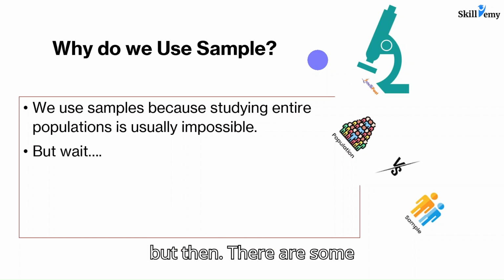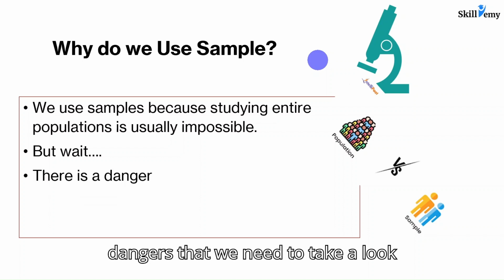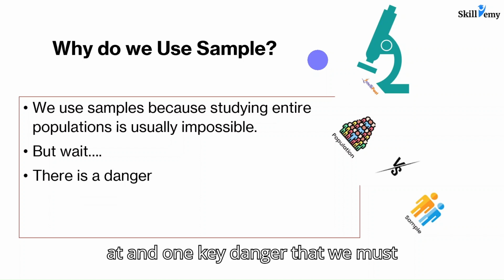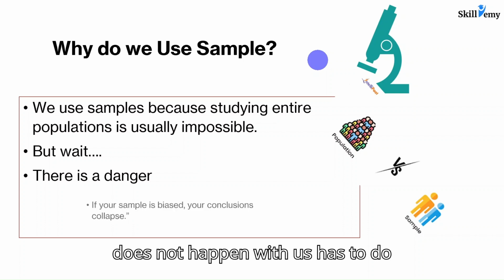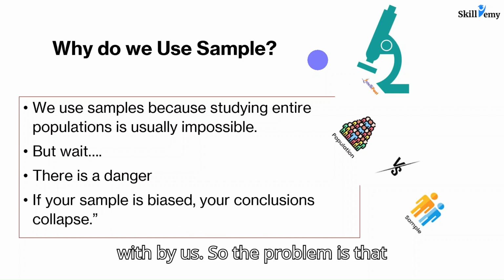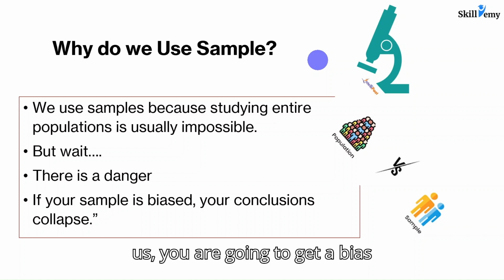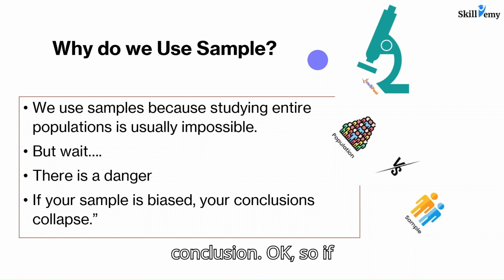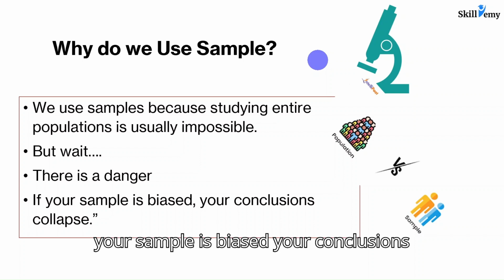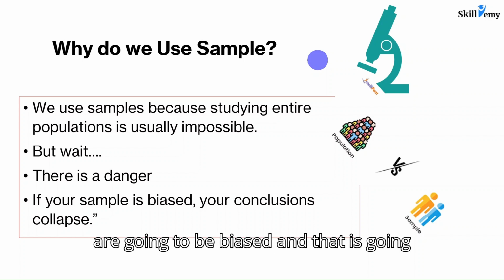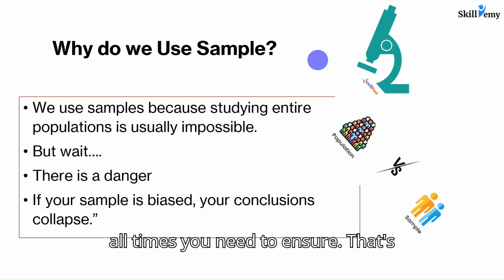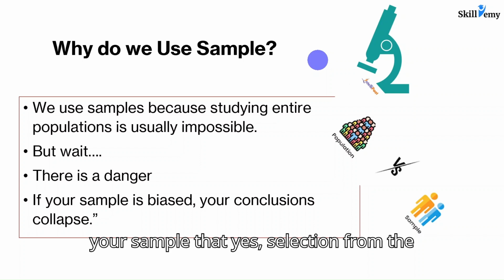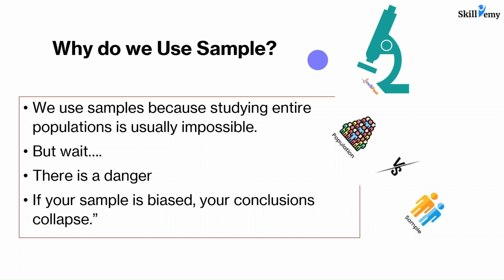But then there are some dangers that we need to take a look at. And one key danger that we must be sure of and be certain that it does not happen with us has to do with bias. So the problem is that when you pick a sample that is biased, you are going to get a biased conclusion. Okay, so if your sample is biased, your conclusions are going to be biased, and that is going to collapse your whole argument. So at all times, you need to ensure that the sample that you are selecting from the whole, which is the population, is balanced and not biased.